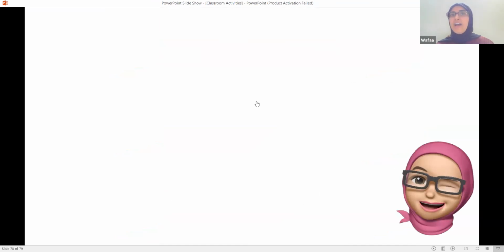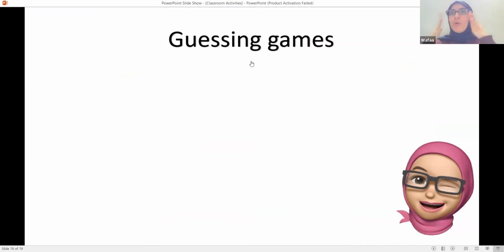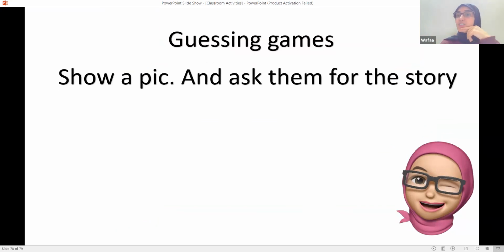And then we have more activities again. Guessing games. You can show them a poster of anything that they have studied before, and you start describing the items, and they try to guess what this thing is. Then they can start describing, and their friends guess in turns. Show a picture and ask them for the story. Show them a boy sitting under a tree, with books falling from the tree. Then you ask them, what do you think the story is? Give them the keywords and they start to make up the story.